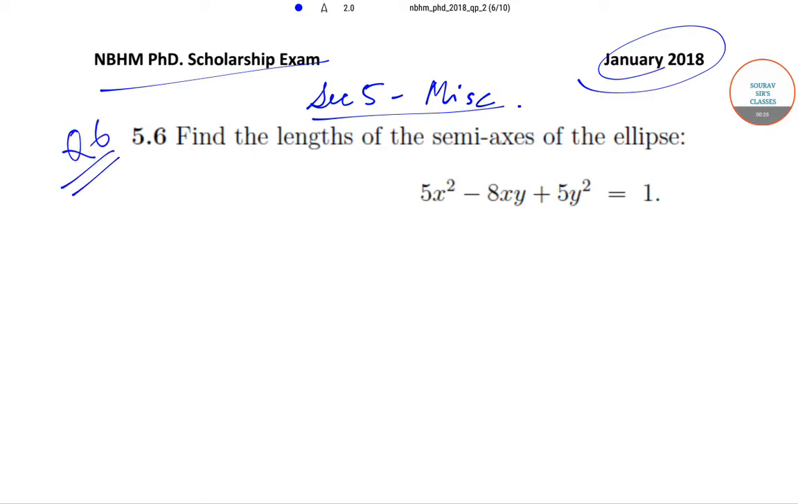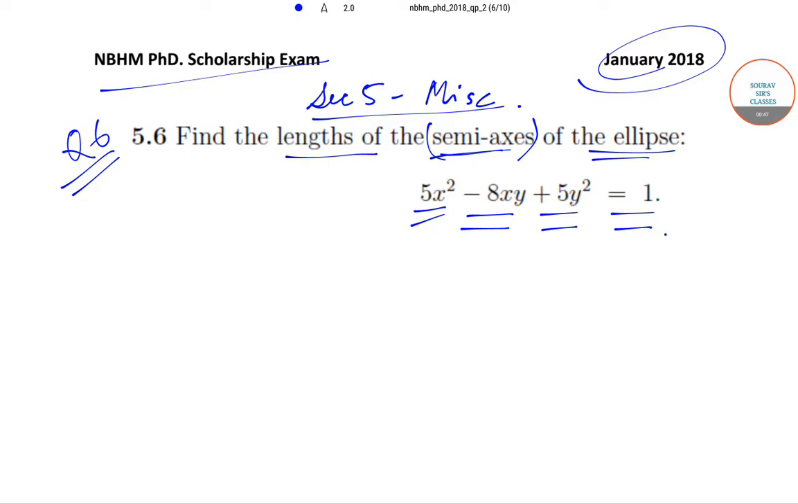In this question we need to find out the lengths of the semi-axis of the ellipse 5x square minus 8xy plus 5y square is equal to 1. So we need to find out the length of the semi-axis of the ellipse 5x square minus 8xy plus 5y square equal to 1. So let's proceed with the question.